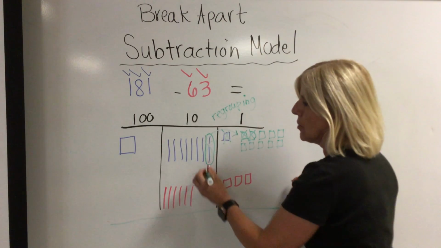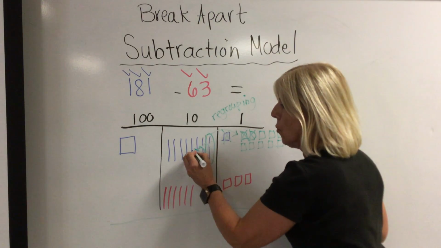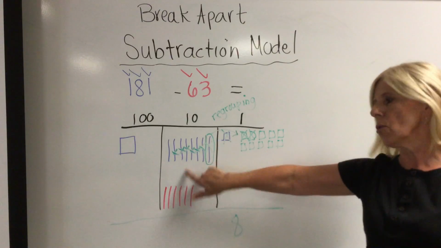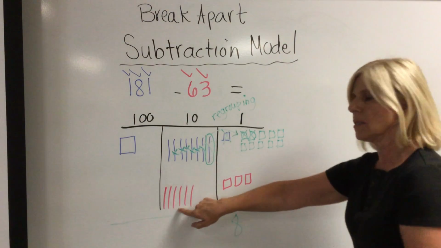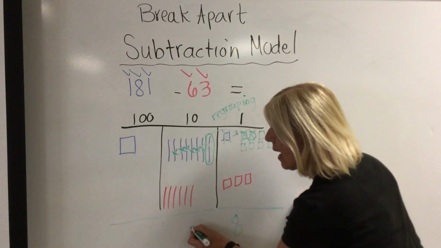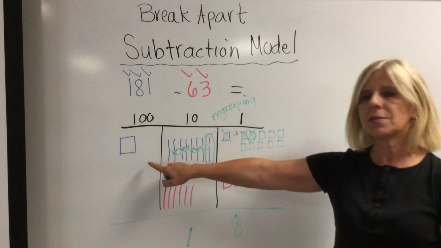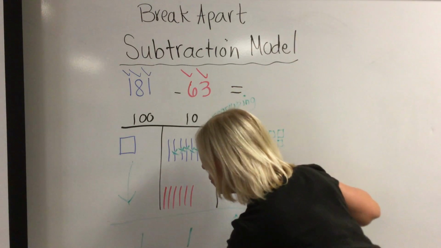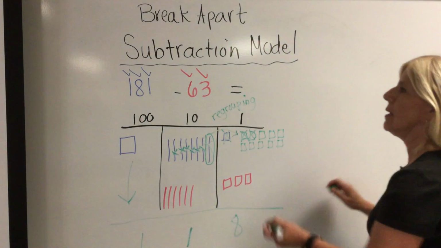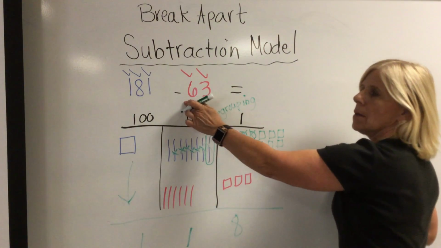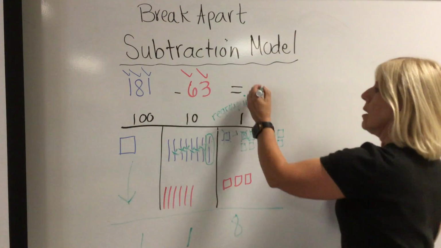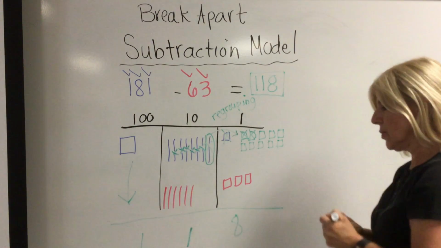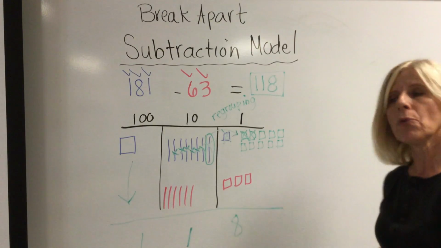So now I want to subtract 6. So I'm going to go 1, 2, 3, 4, 5, 6. Okay, so I use those because I'm taking them away, because this is 6. And so what do I have left over? I have 1. And then if you see in the hundreds position, we don't have to subtract anything. We just bring it down. And so there is your answer, 118. So 181 minus 63 is 118.